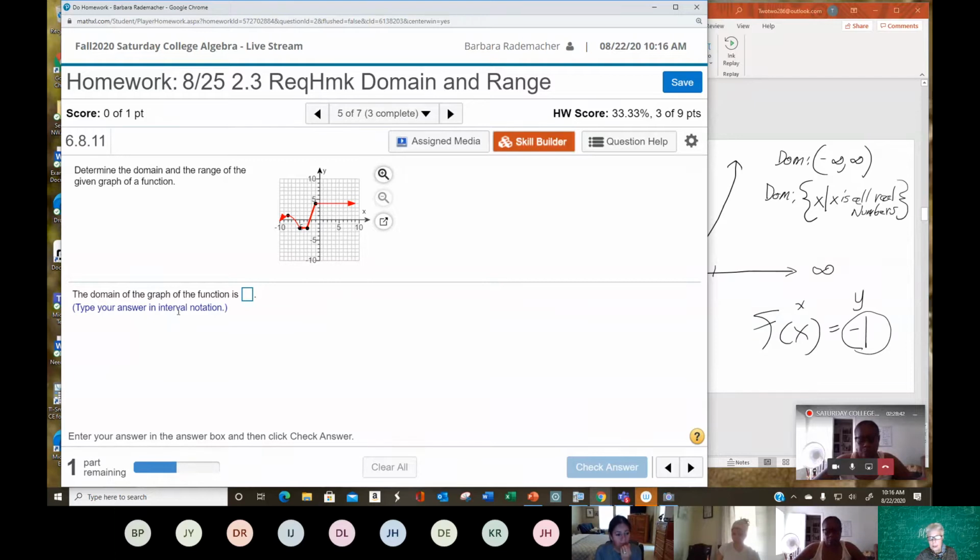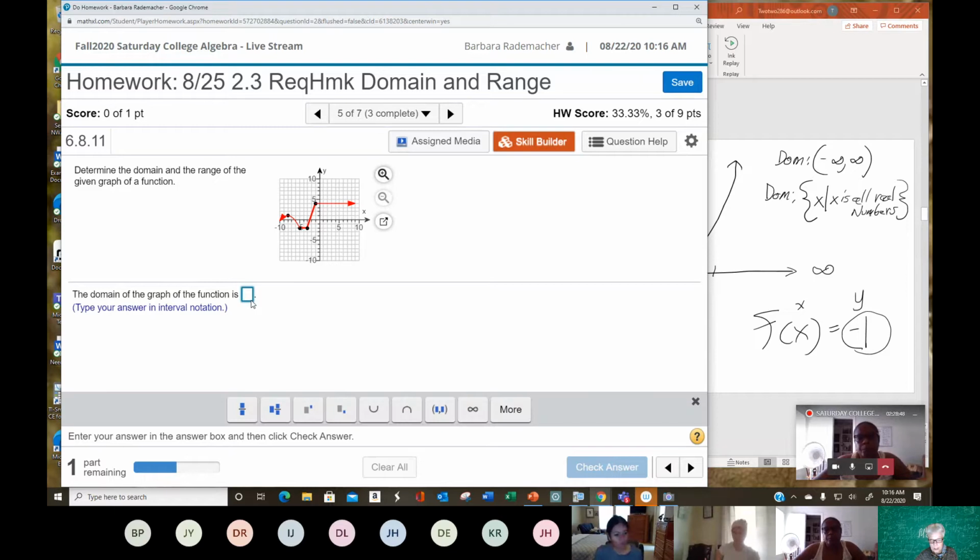So if I'm answering in interval notation, which is what I'm told to do right there, I can actually use this tool right here and put infinity, negative infinity. So I hit a negative first, then an infinity, and then I click on over here.